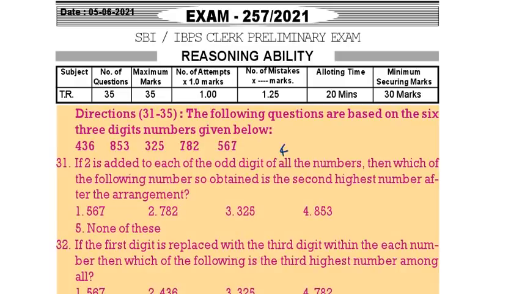That means 436 becomes 456. 853 becomes 875. Then this becomes 527. Then this becomes 982. Then 769. Then which is the second highest number after rearrangement? This is the first highest number. The second highest number is 875. The original number is 853. So 4 is the correct answer. Then see the next one.